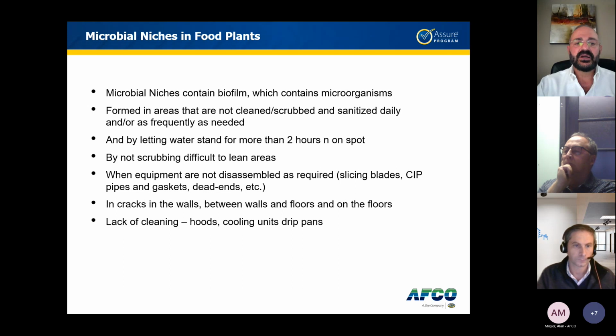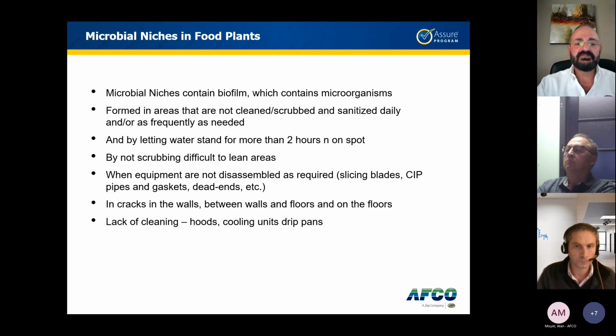Usually formed in areas where they are not cleaned, scrubbed and sanitized frequently or as needed, and by letting water stand more than 2 hours in those areas. Like some corners of food processing areas, they are always wet. There's standing water in there. The water stands for maybe 20 or 24 hours. You cannot let the water stand more than 2 hours in processing areas because biofilm will start forming on the floors and the bottom of the water.